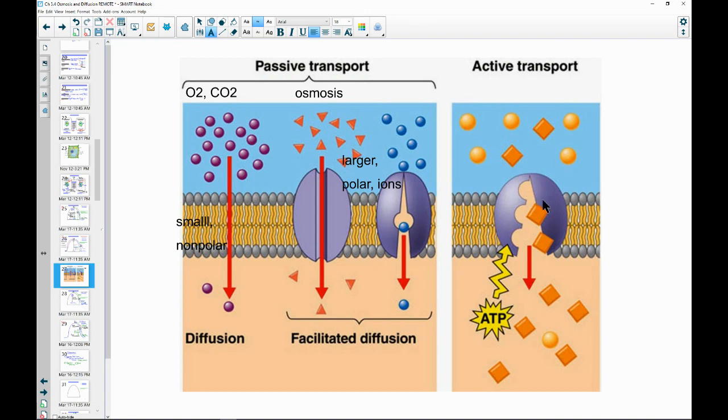On the flip side, active transport, we're going from a low to a high. Notice there's only two triangles here and there's several here, but we want to keep stockpiling. We want to keep bringing them over.